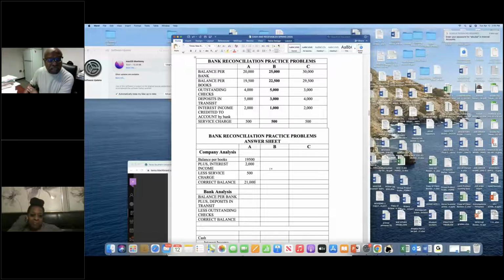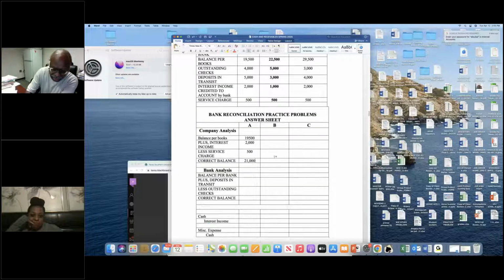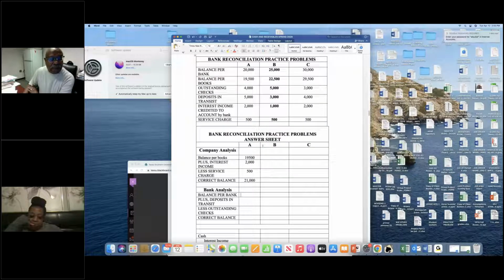Now, for the bank analysis, we're going to go with the balance per bank. The bank showed $20,000. The bank does not have our deposit in transit of $5,000, so that's added. The bank also does not have the outstanding checks, checks we've written that hadn't cleared the bank. So that's going to be here at 4,000. So 20 plus 5 minus 4 is 21,000.